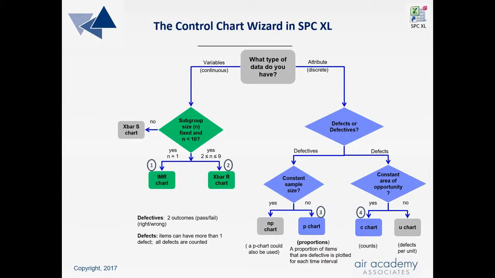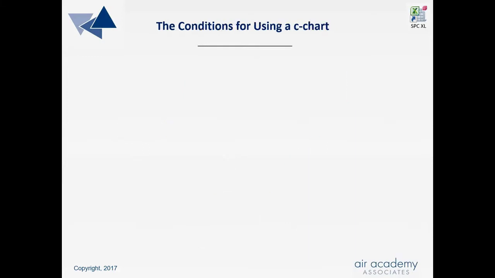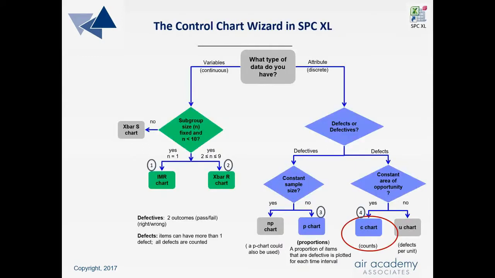Looking once again at the control chart wizard flow diagram that is resident in SPC XL, we see that the C chart has to do with defects. That means that each plotted point is a whole number that represents the number of defects or nonconformities or whatever we're talking about that were detected or observed in that particular time period. Now, under what conditions can we use a C chart?